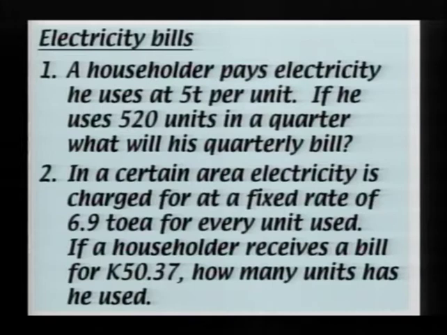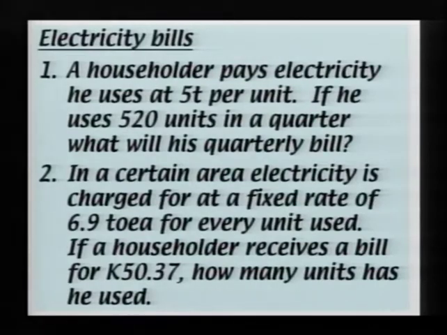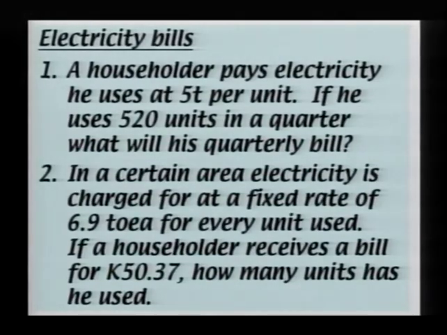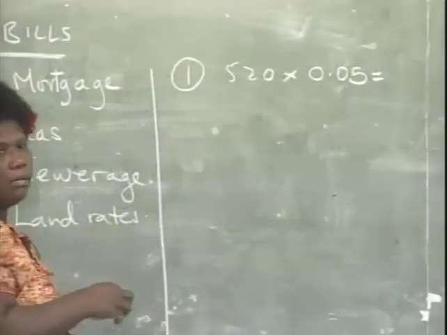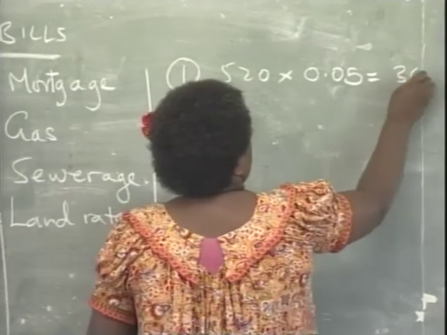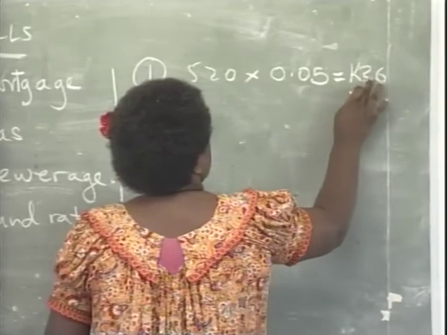Okay, this one is very easy. You pay 5 toya per unit for 520 units. So all you do is you multiply 520 by 5 toya. How much? 26 kina.